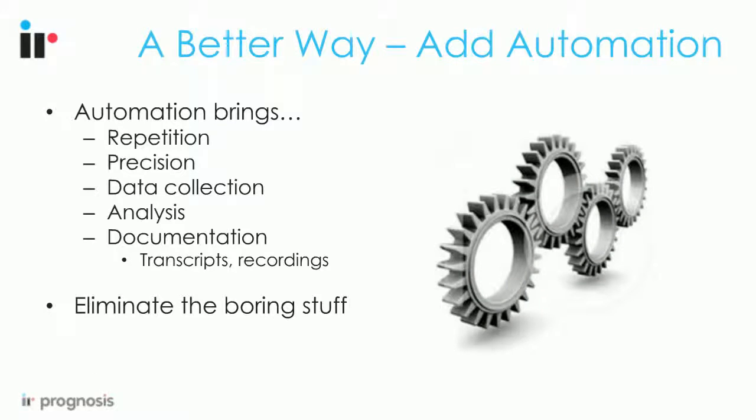So what makes the most sense is to add automation to the process and automate as much of the process as you can, because automation brings a lot to the table. The items that you see on this list, automation is really good at repetition and precision and data collection, all that boring stuff. And nobody really likes making all those test calls, call after call, but machines don't really care.